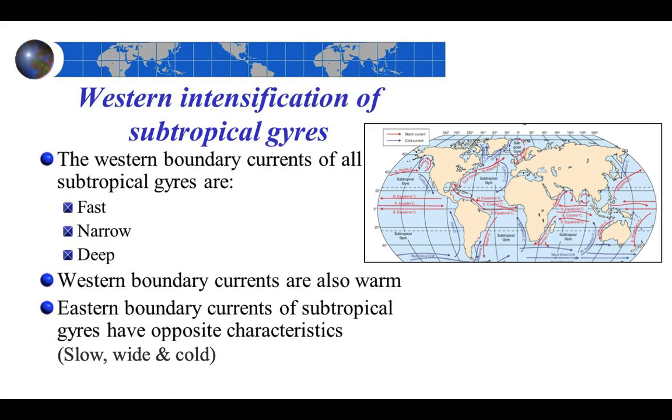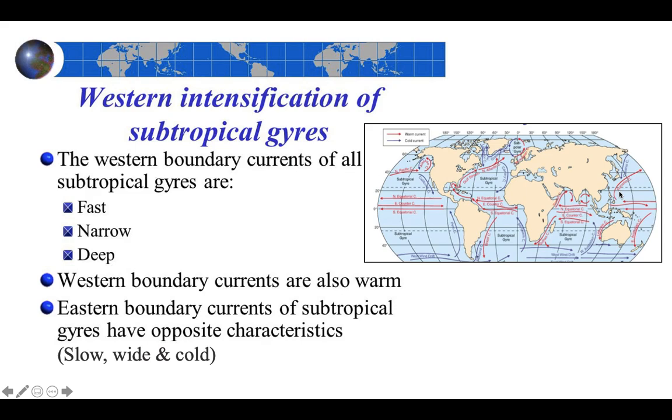Okay, so western boundary currents, as a result of what we just discussed in terms of geostrophic flows, western boundary currents of all subtropical gyre systems are very fast, narrow, and very deep, and they're also very warm. They are warm because they're coming from the tropical parts of the ocean systems. If you look at the Gulf Stream, for example, coming from the very southern latitudes, it is very warm water going on the west side of the Atlantic Ocean.